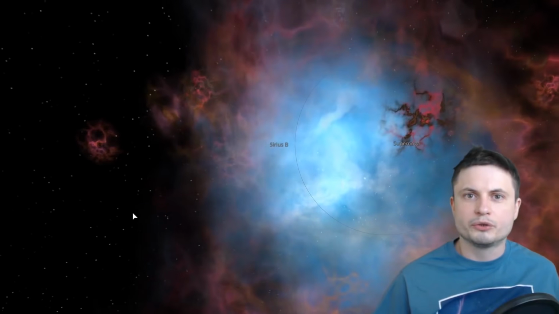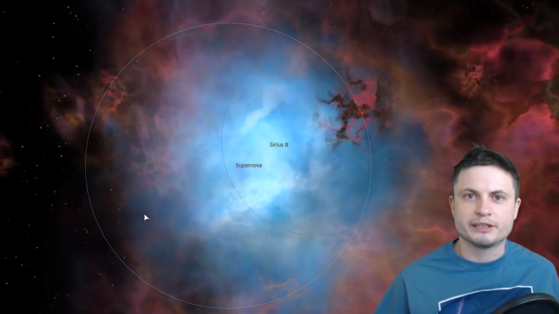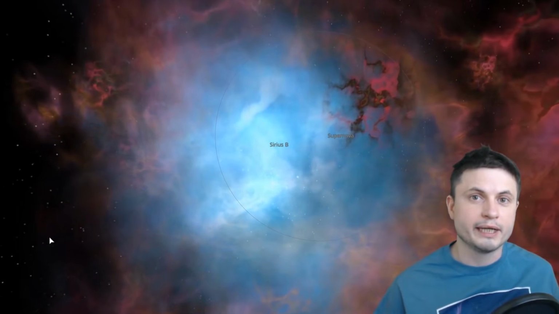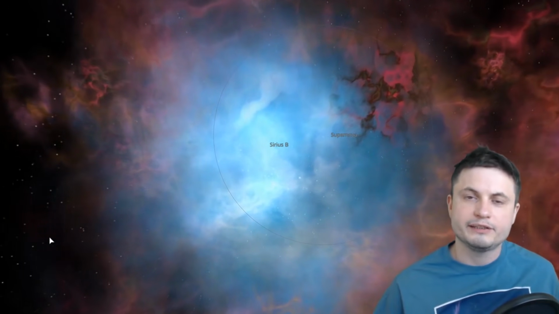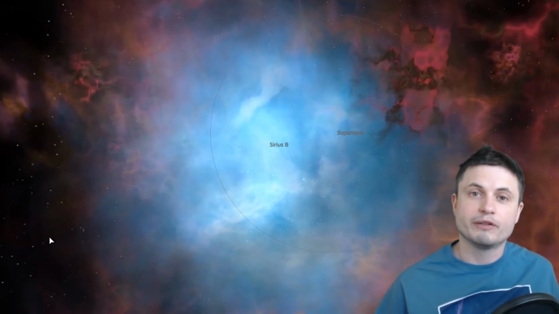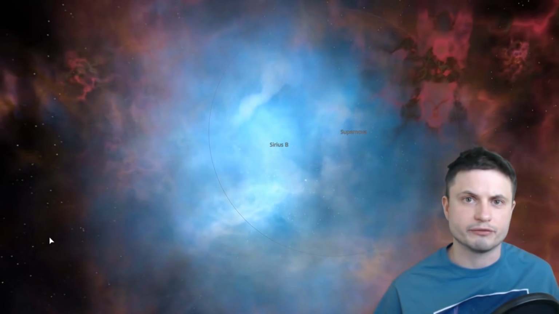Now, one of the reasons I wanted to start with the supernova explosion is because, first of all, this is probably the most commonly known explosion in space. These events do happen quite frequently, and we've seen at least a few of them even in our own galaxy in the last few hundreds of years.